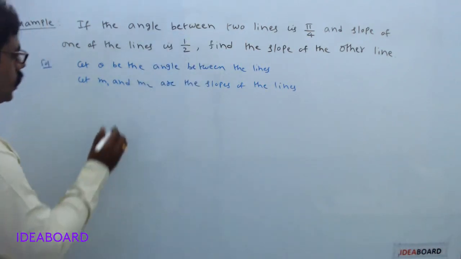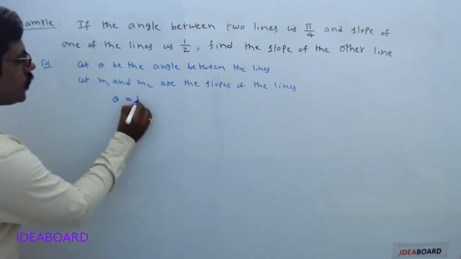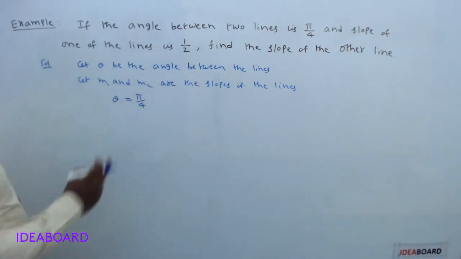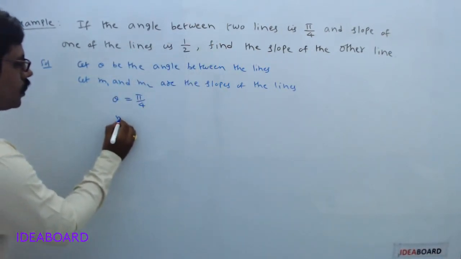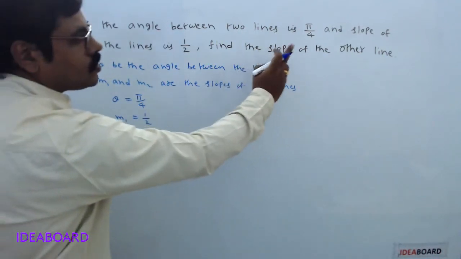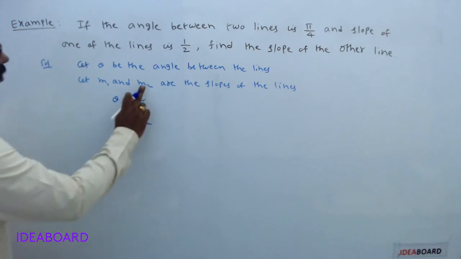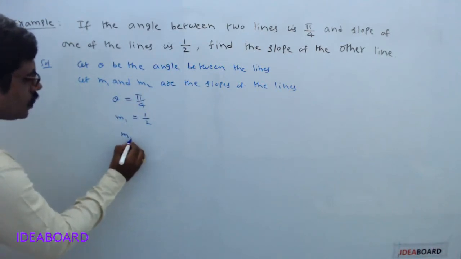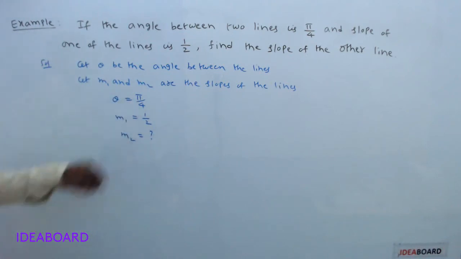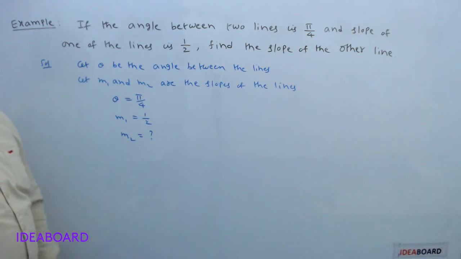Now according to your data, the theta value is given as pi by 4. The slope of one of the lines is 1 by 2. Let M1 equal 1 by 2. We need the slope of the other line. That means the M2 value is required. So the angle between the lines is given, the slope of one of the lines is 1 by 2, then find the slope of the other line. So write down the formula.